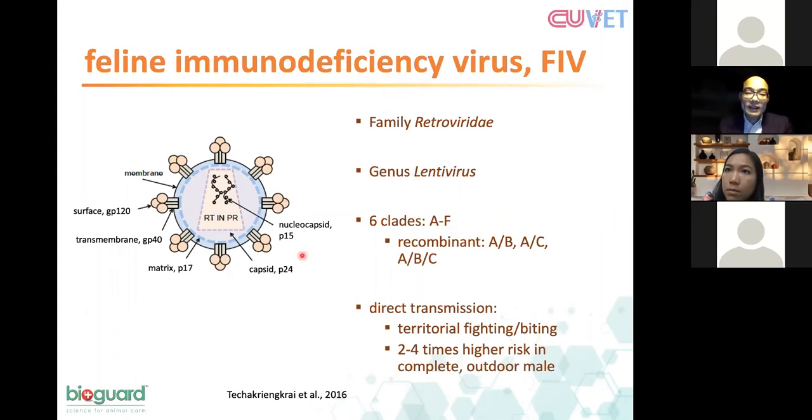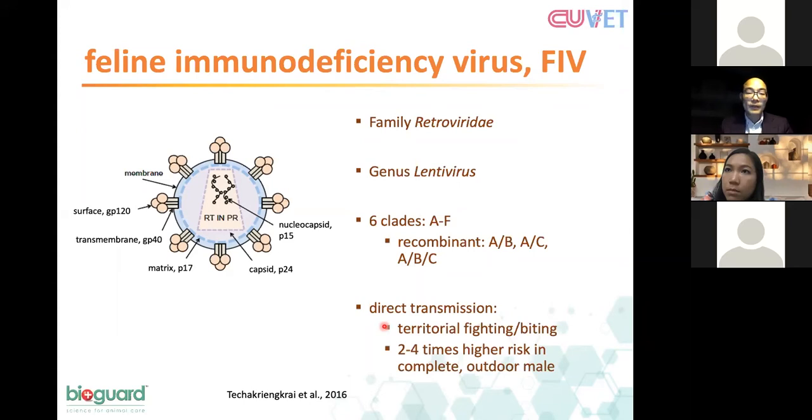When we look at the sequence of the surface glycoprotein, the gp120 here, we can divide FIV into 6 clades or 6 subtypes, A to F. And like all retroviruses, there are recombination events happening in the virus population. There is evidence of A and B recombination, A and C recombination, and A, B, C triple recombination in the field.